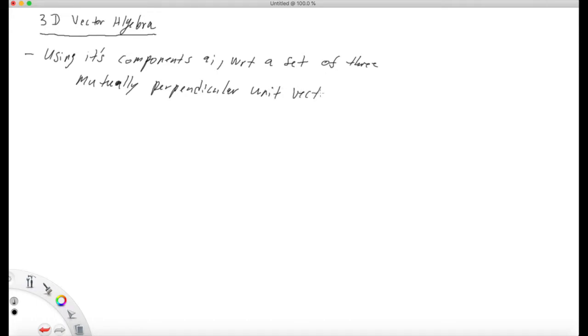And we're going to start with the basics of three-dimensional vector algebra. And so we're going to start by talking about basis vectors. So we can say that if we're using the components A_i with respect to a set of three mutually perpendicular unit vectors, and then in brackets we have e subscript i, then that's going to be our unit vectors, and A_i is going to be representing the components of our vector.